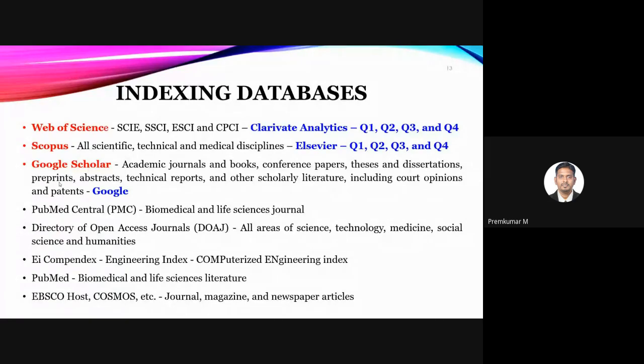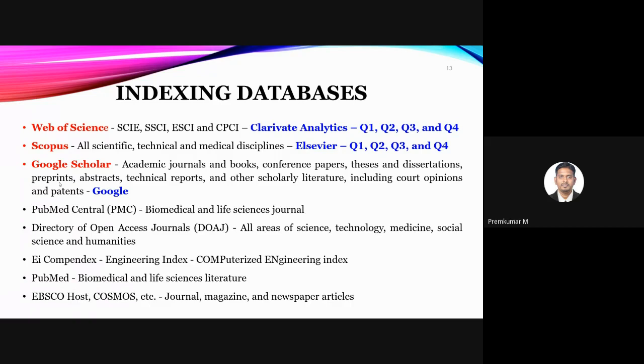some quality content. Okay, then ESCI is nothing but the first step towards getting into the SCI. It's step one of the Web of Science. The quality is somewhat better than the Scopus journal, but it is very much less than the SCI indexed journal. And CPCI is the Conference Proceedings Citation Index. This is only for conference papers.